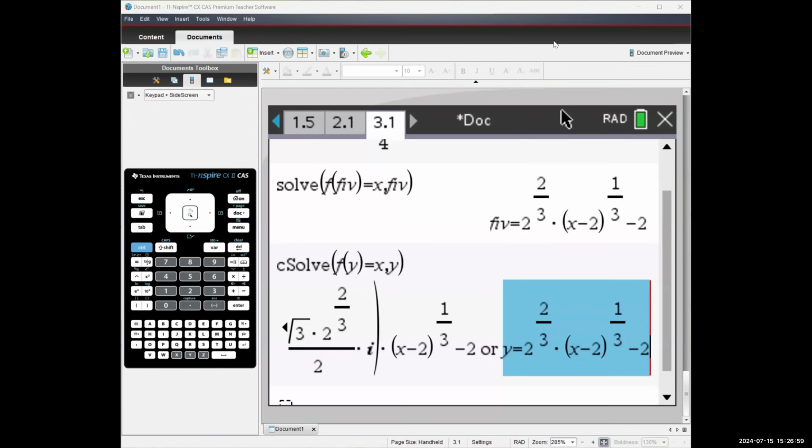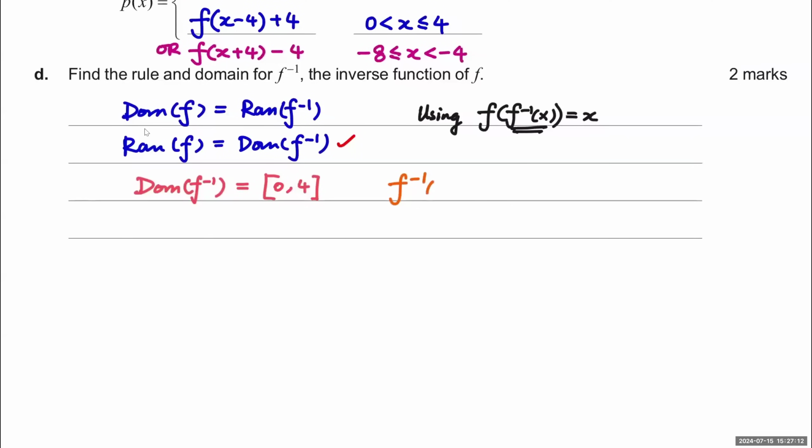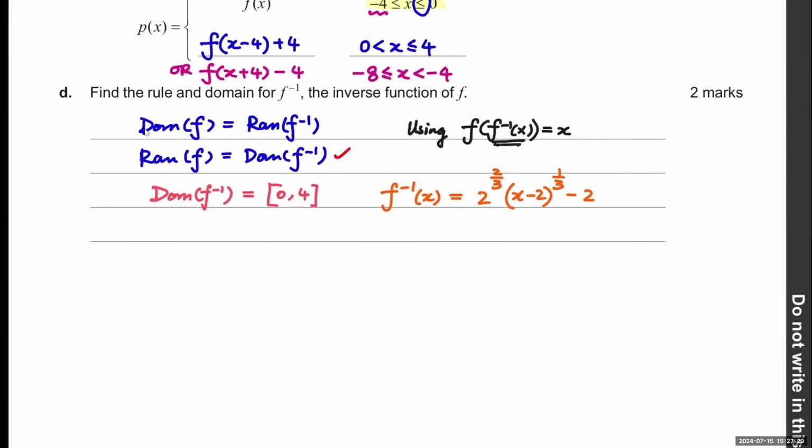So let's move back and look at the answer. f negative 1 of x, make sure you use correct notations, equals 2 to the power 2/3, times (x minus 2) to the power 1/3, minus 2, okay? So that is the rule for the inverse function.